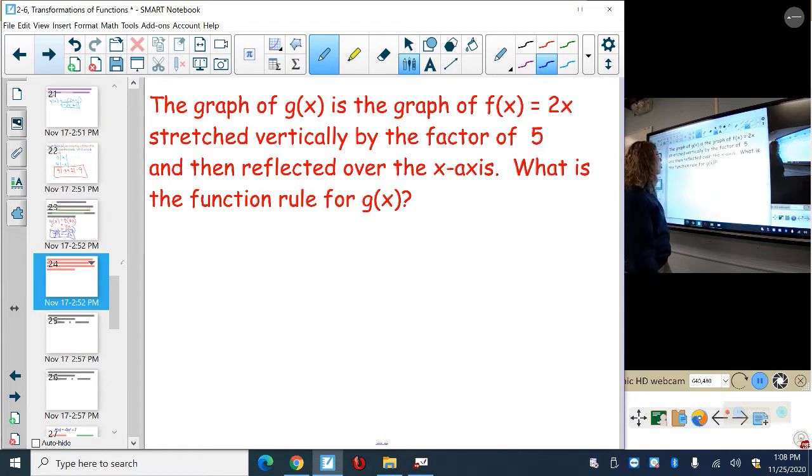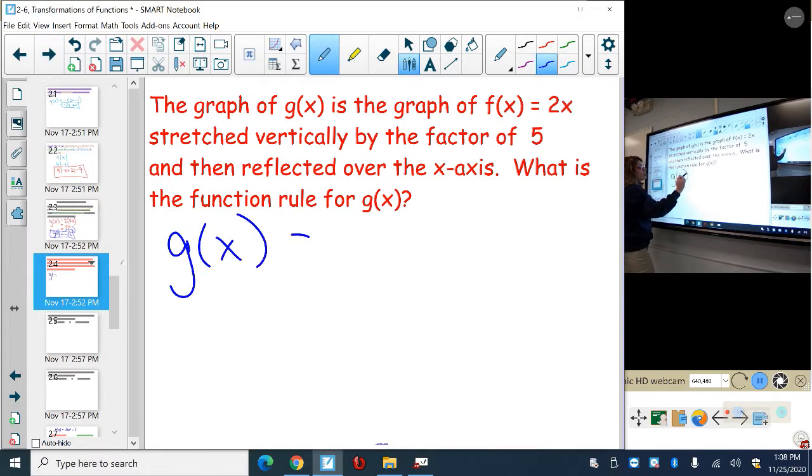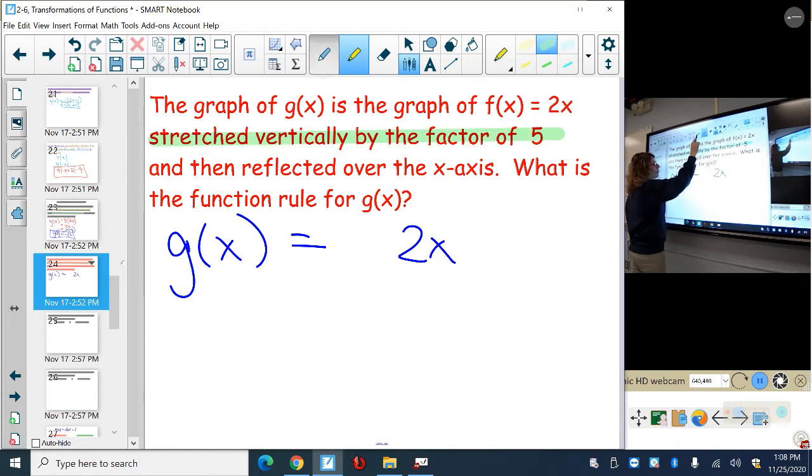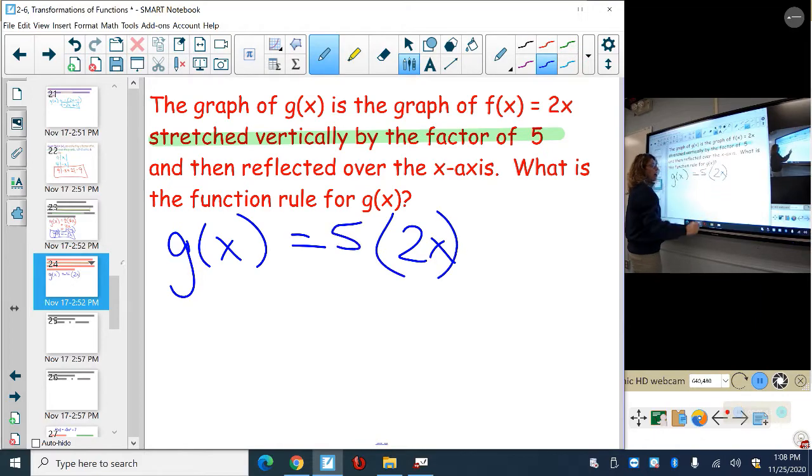Again, the graph of g of x is the graph of f of x equals 2x. So now g of x is going to be 2x, but we're going to do things to it. Stretch vertically by a factor of 5. So I'm going to simply multiply it by 5. So that's going to give me 10x.